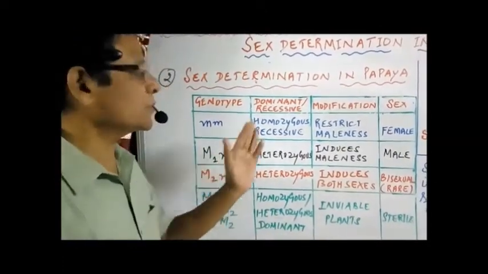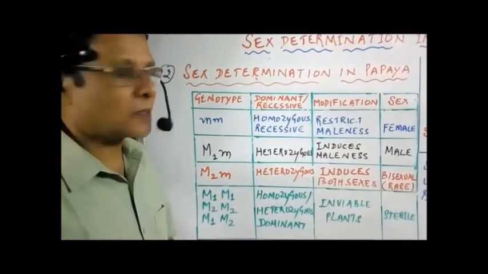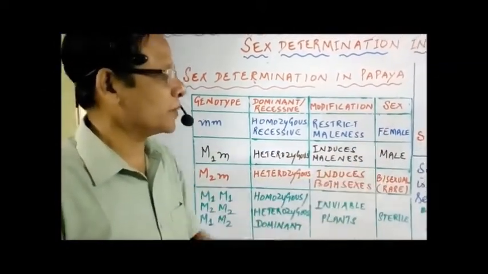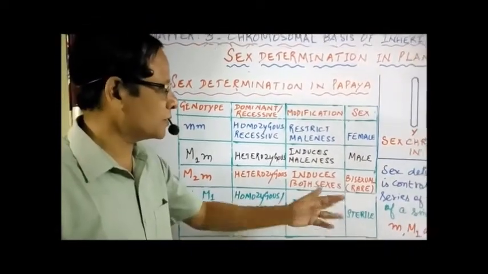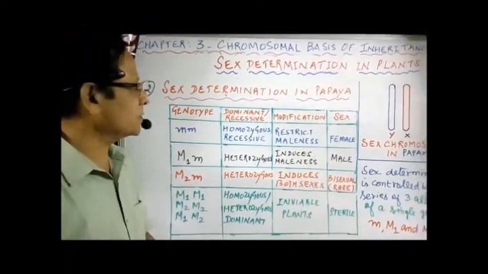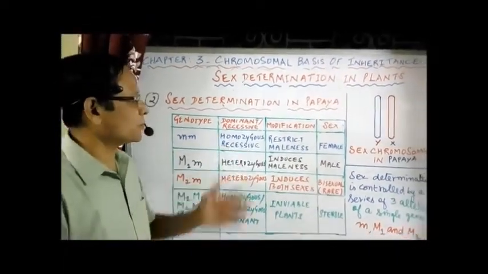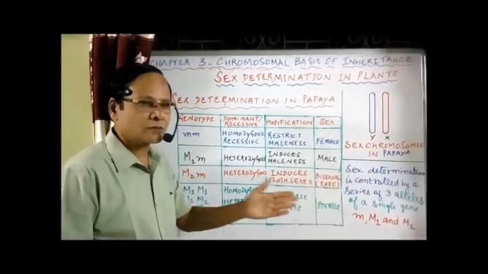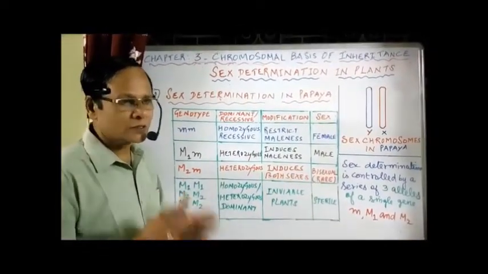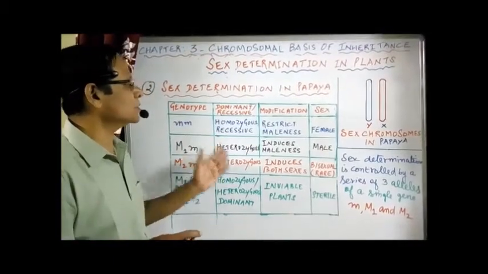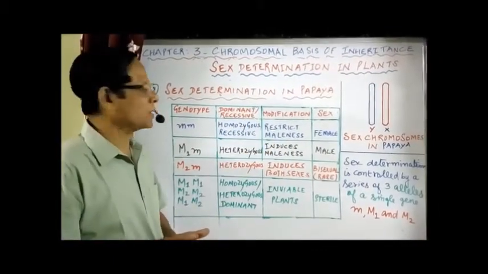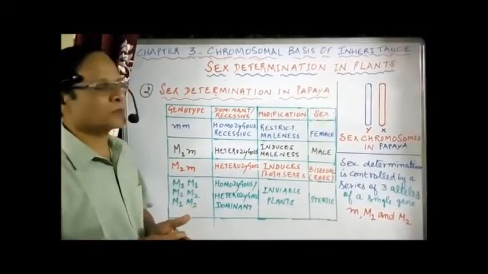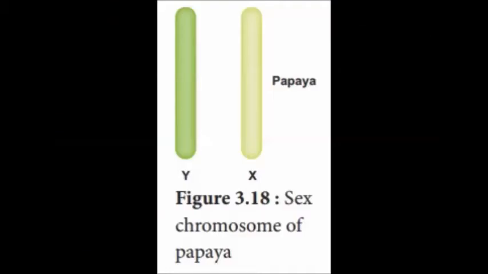So here we have the different combinations which result in either the female plant, the male plant, the bisexual plant, or sterile plants. Okay, that's about sex determination in papaya, and I mentioned already we have three different alleles of a single gene responsible for the determination of sex. Now we have to go to sex determination in the case of the maize plant.